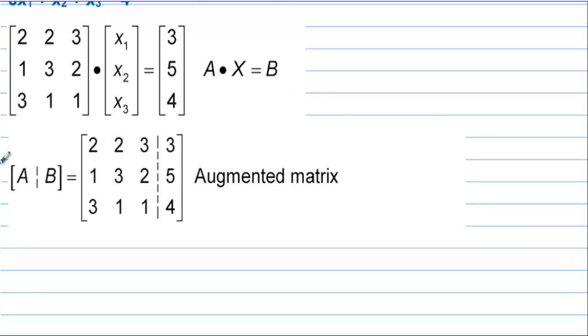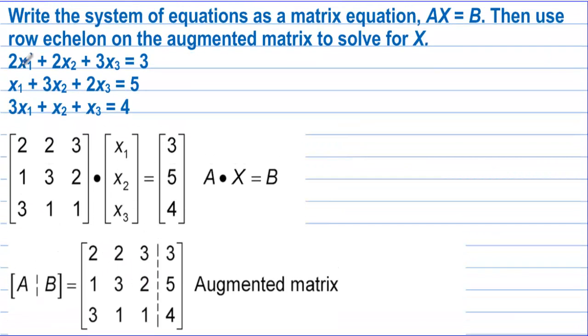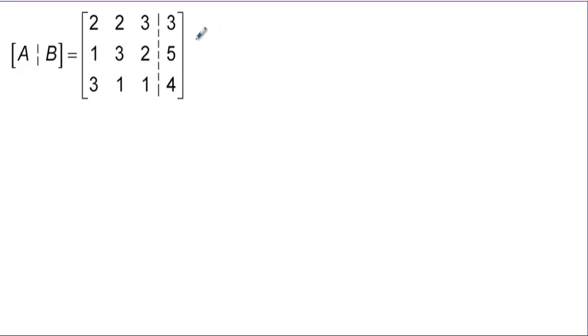Now, the augmented matrix, we can remove the variables. We have an augmented matrix, and we can solve this system using row echelon form. So on this one, let's take row 1 and then minus 2 times row 2, and we can replace row 2. That means we have 2, 6, 4, and 10.